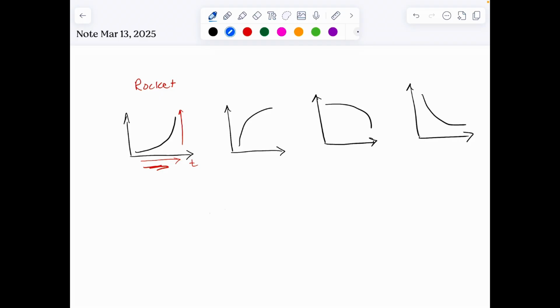This next example is kind of like a ball that is thrown. So you have an increase, but it's decreasing and slowing down.